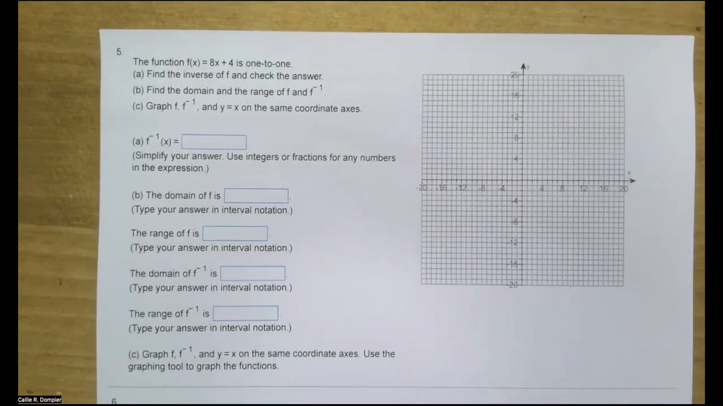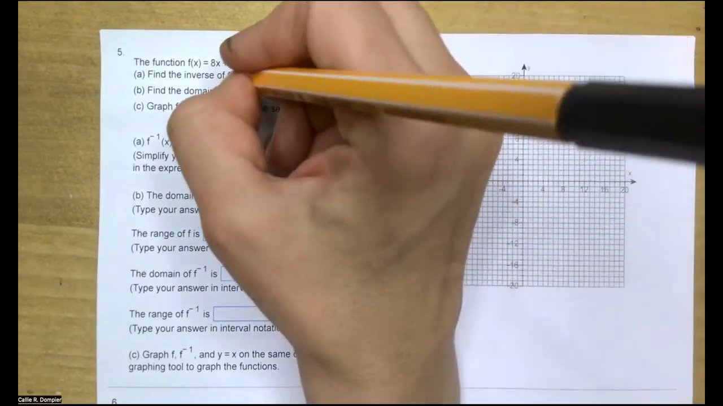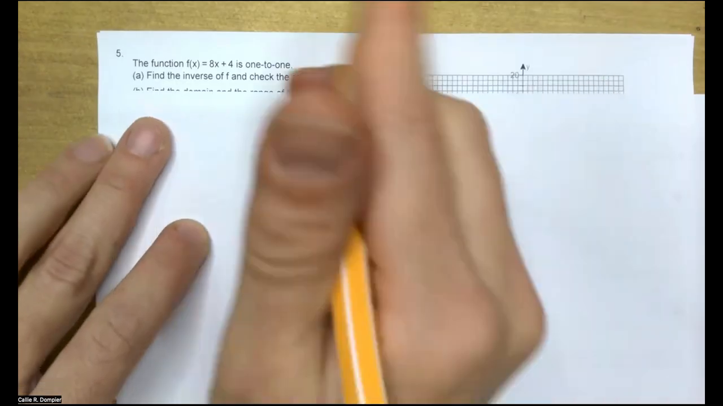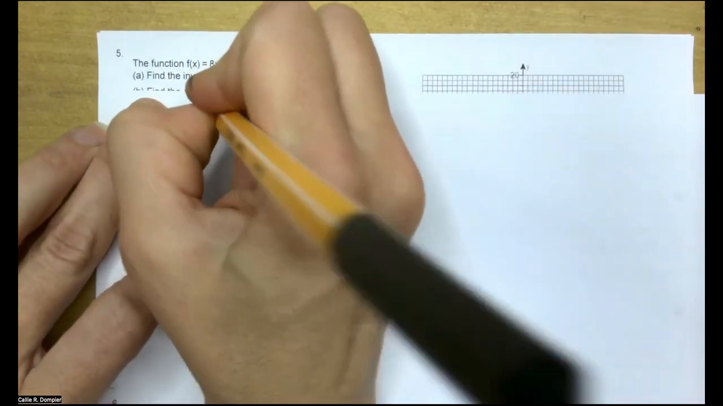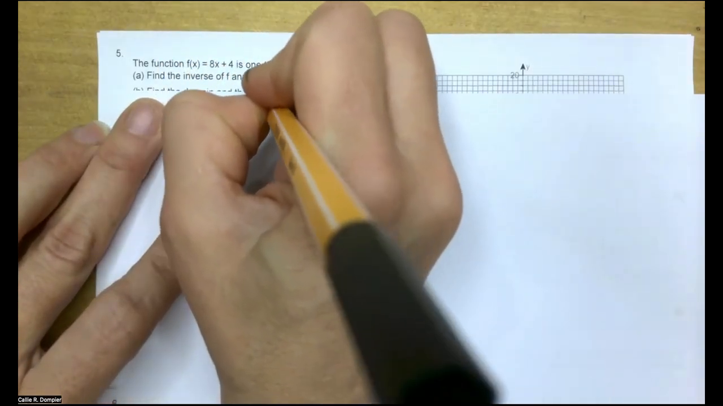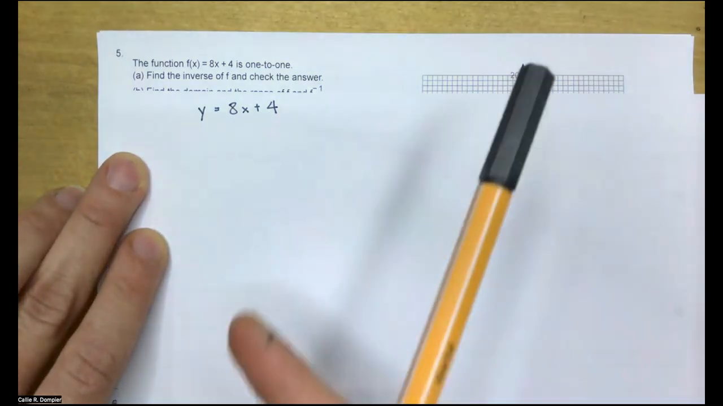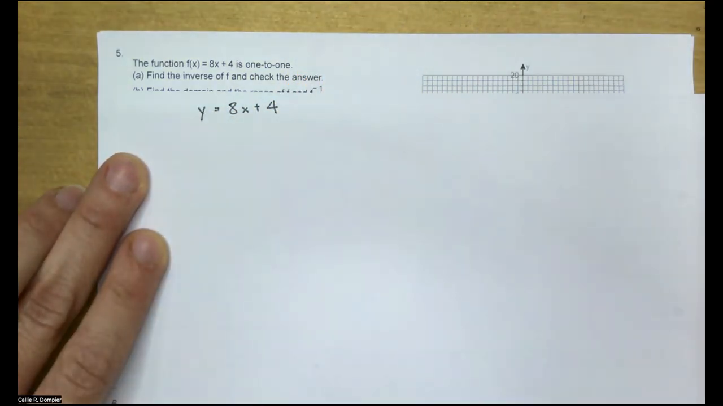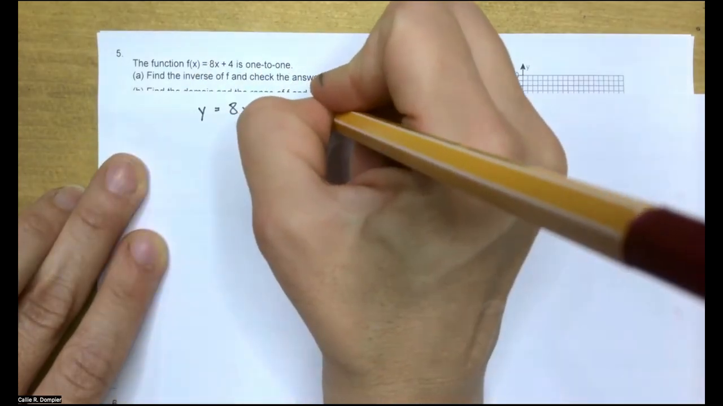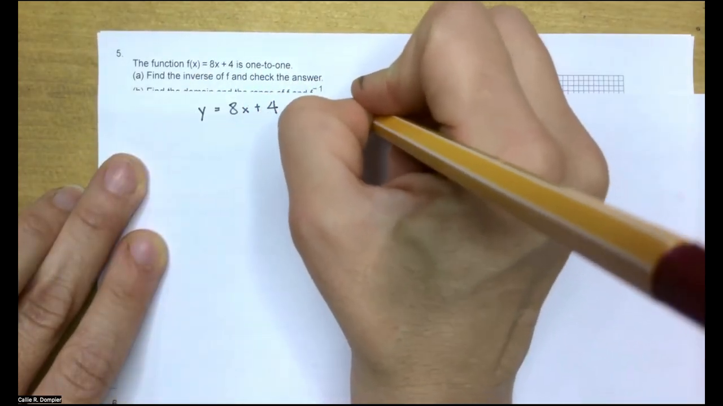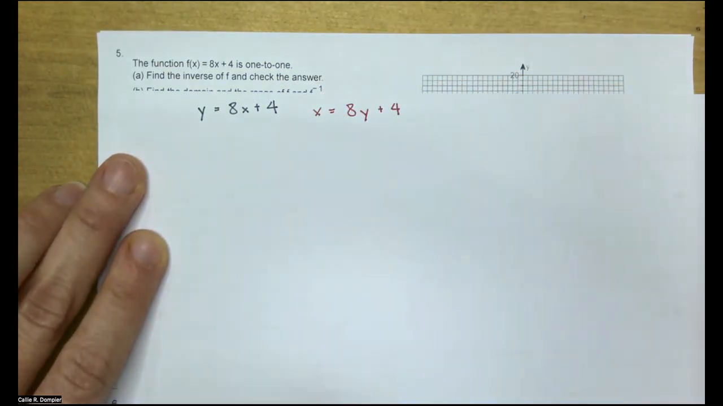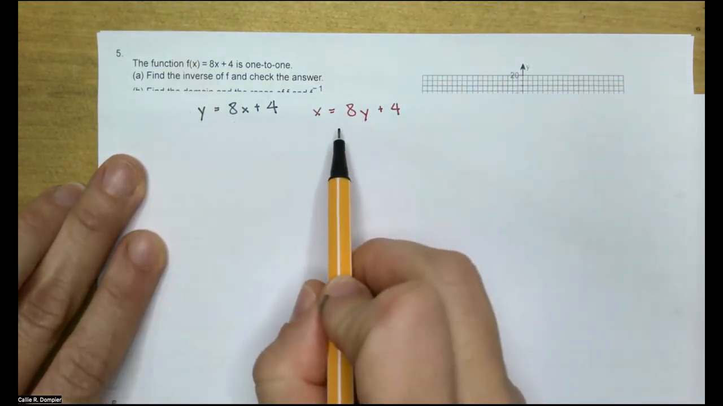So if you have the equation, you don't have points yet necessarily, though you could find them. What you want to do is change f of x to y. So f of x equals 8x plus 4 becomes y equals 8x plus 4. And then you're going to exchange the y for the x and the x for the y. So that's going to become x equals 8y plus 4. And then you're going to solve for y.